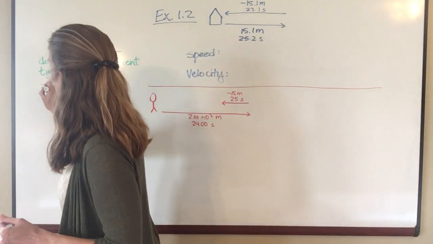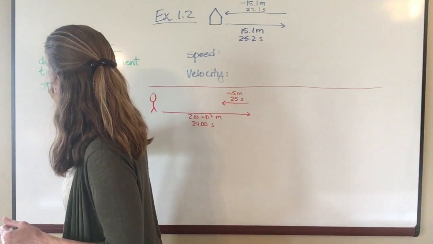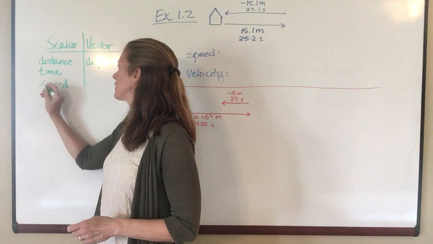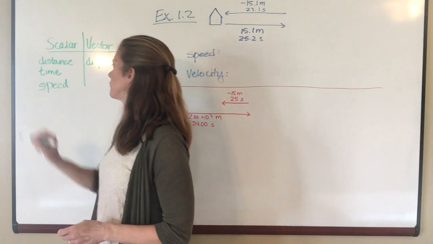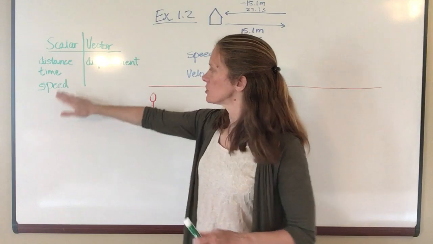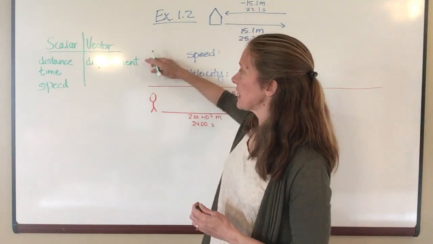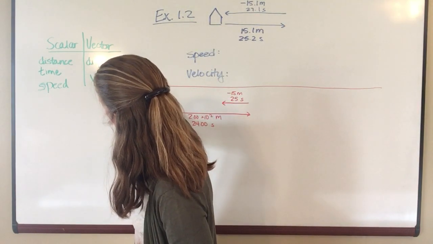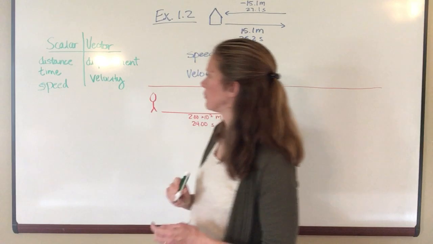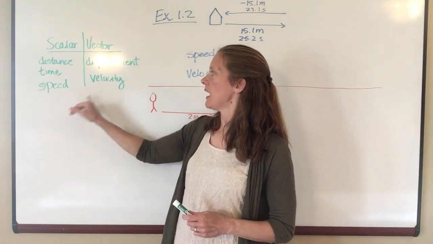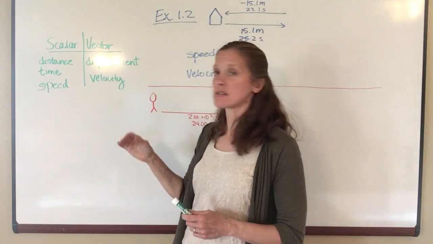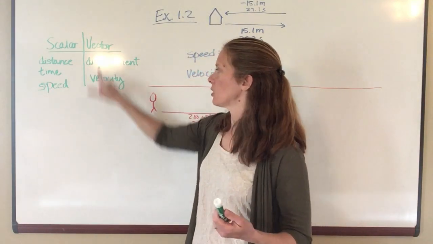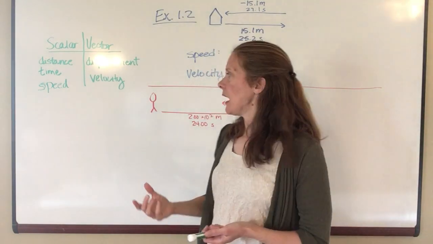So speed is actually when I take the distance that's been traveled and I divide it by the amount of time it took to go that amount of distance. That will give me speed. Displacement, when I take that and divide it by time, that gives me velocity. So if I'm going to add these two things to my chart over here, speed will go on the scalar side and velocity will go on the vector side. A neat way to remember that is that scalar and speed both start with S, and vector and velocity both start with V.